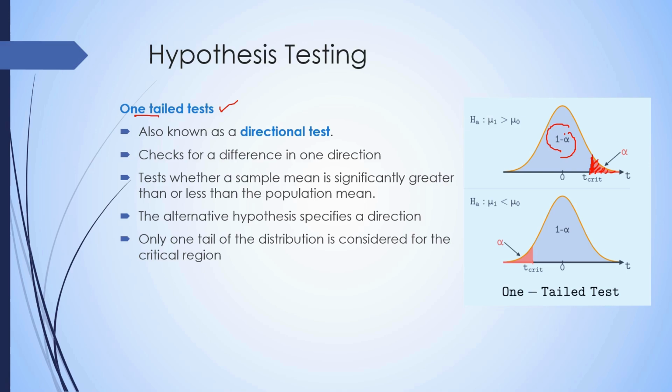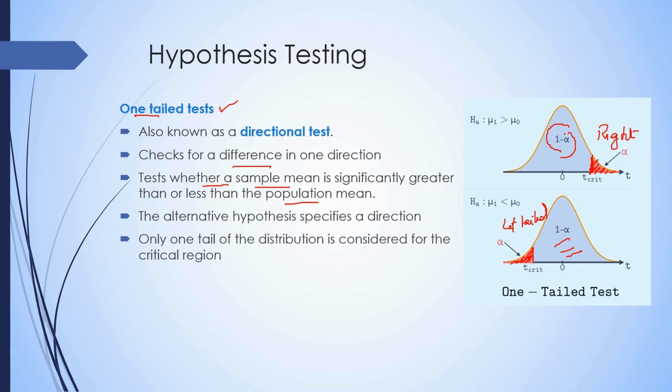Okay, so what does one-tail test do? It checks for a difference in one direction. It tests whether a sample mean is significantly greater than or less than the population mean. If it is greater than, then the critical region will fall on the right side, in which case you call it a right-tailed test. If your sample mean is less than the population mean, then the critical region will fall on the left side. We call it a left-tailed test. Okay. So in this case, your calculated value should fall in this region for your alternative hypothesis to be accepted. Anywhere else, the null hypothesis is accepted.